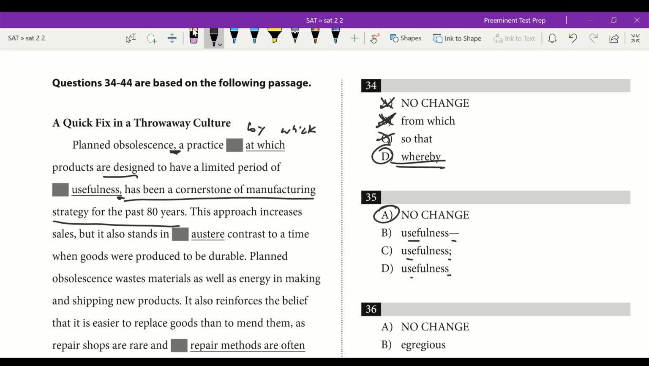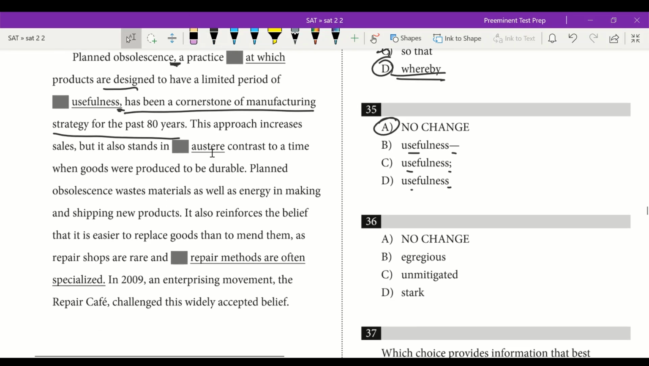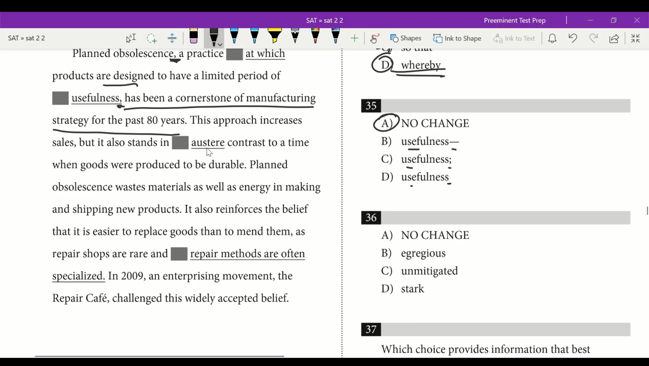All right, this approach increases sales, but it also stands in austere contrast to a time when goods were produced to be durable. All right, austere contrast. Well, when I think contrast, and I think words that precede it, just the most common one, and one that comes to mind, is stark, right? Stark contrast. So we have this approach increases sales, but it also stands in stark contrast, right? Stark meaning basically like clear contrast, like these two things completely contrast each other. It's very clear, it's obvious to the eye, right? Whereas austere, most people honestly aren't even going to know what that means.